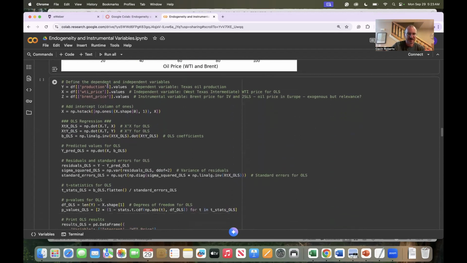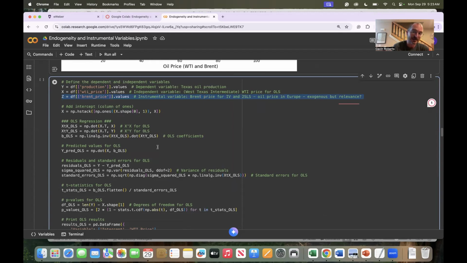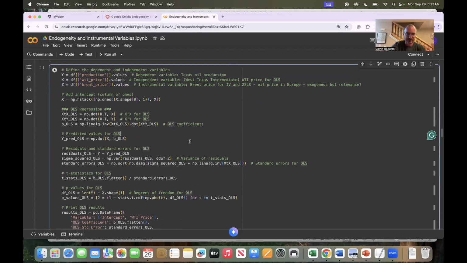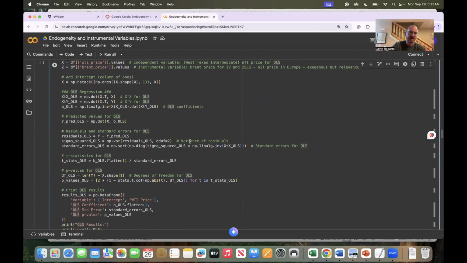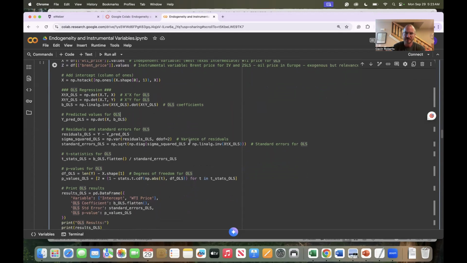So I'm going to just define my dependent variable as production. Endogenous independent variable is WTI price, the West Texas price. And then I just made an argument that maybe a good instrumental variable is the Brent crude oil price. So now I'm just adding ones because we're going to have an intercept in this regression. And now, before, a lot of places I used packages to run regressions, but I want you guys to know that we can do all of these regressions using matrix algebra in Python.